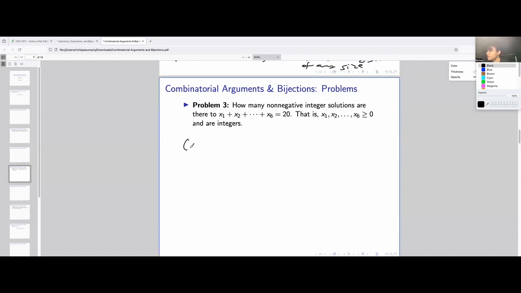So I can have x1, x2, x3, x4, x5, x6. A solution is like 1, 2, 3, 4, 5, 5. But I have to find out how many different solutions there are. And notice for one thing, these do have to be non-negative. So the idea is, okay, let's figure out a different problem. Let's make a bijection.